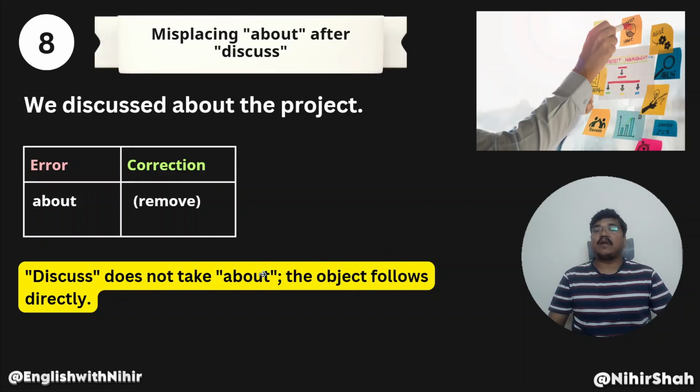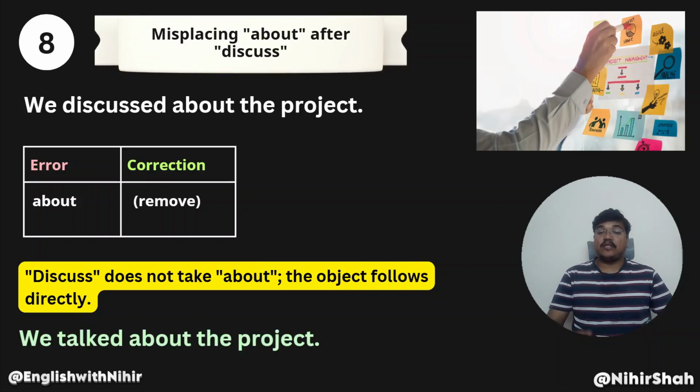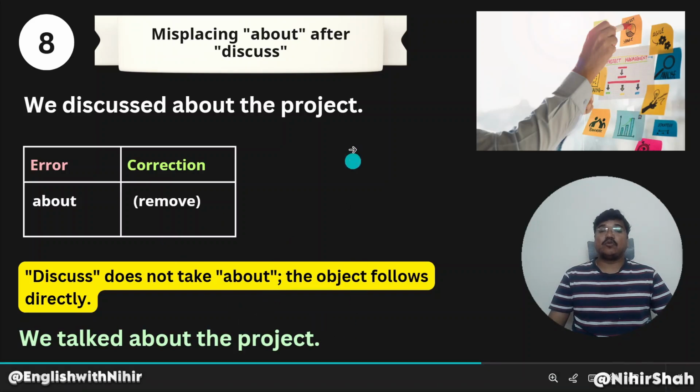So this is mistake number 8. Misplacing about after discuss. We talked about the project. In this case, about is correct. So you can see both the examples where about is required and where it is not required. Okay, let's move on.